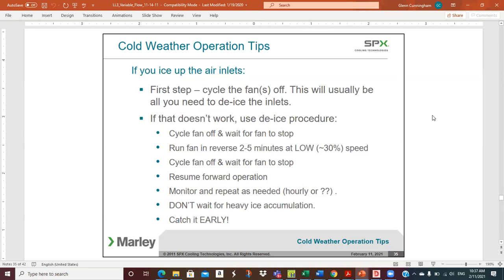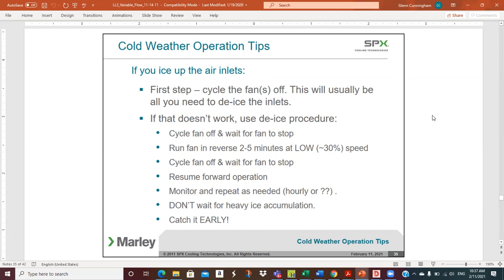This is usually all you need to do to de-ice the units, because you've got this warm water up at the top. If you don't pull any air in, just let it circulate that warm water and fall down over the tower, and then some period of time that water is warm enough to just melt the ice. If that doesn't work, use de-ice procedure.